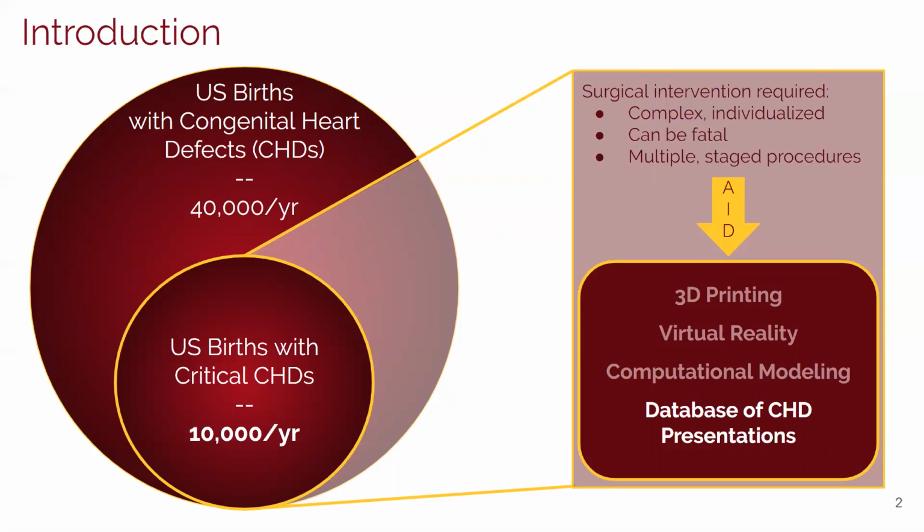Additionally, the surgical intervention within the first year after birth is often the first in a set of multiple staged procedures. Sometimes these procedures are meant only to stabilize the patient and prolong life until a heart transplant becomes available.